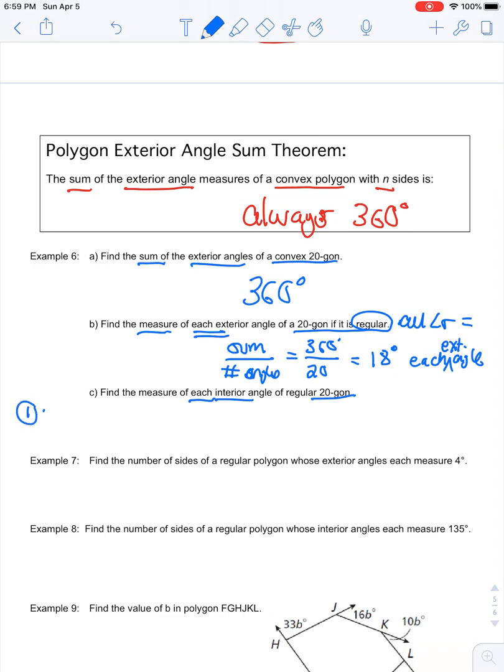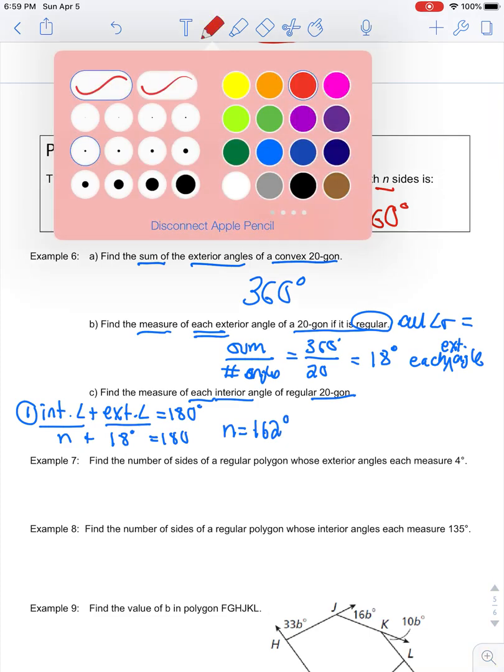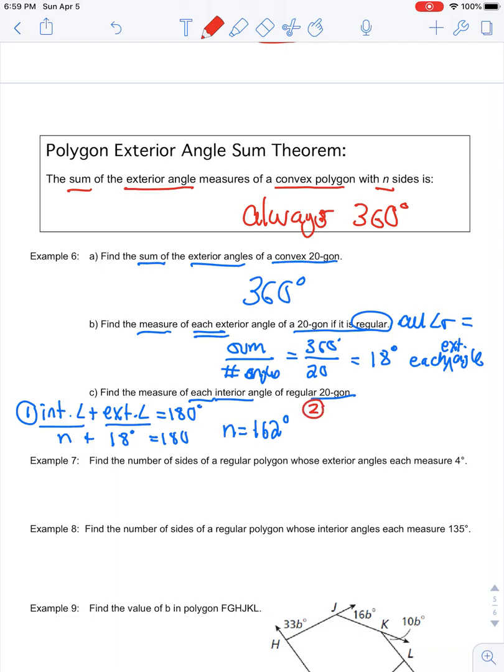We can actually do this two different ways. Our first method would be, we know that the interior angle plus the exterior angle added up to 180. That's how we found the exterior angles the first time through. So if I'm looking for the interior angle, but I know that the exterior angle is 18 degrees, then I could set up this equation and find out that the interior angle is 180 minus 18, which is going to be 162 degrees.